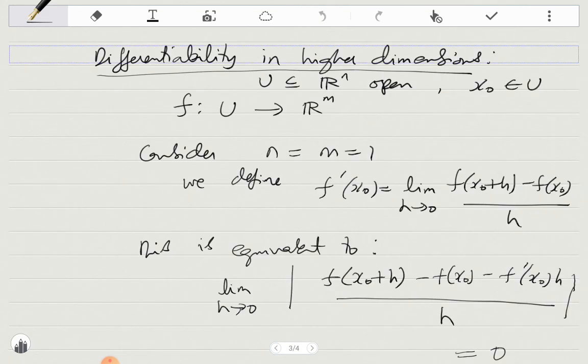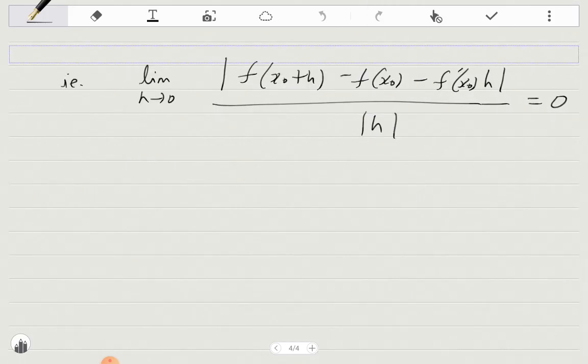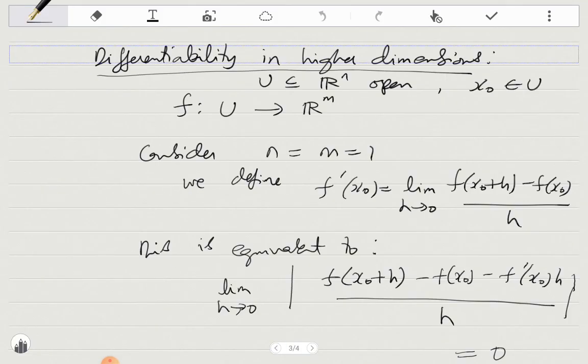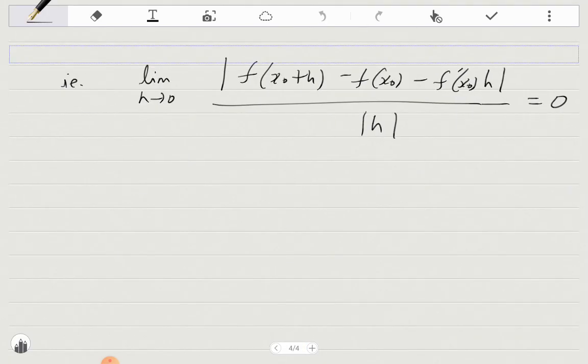But notice that we have lost something. If we start with this recast definition, we should already have a candidate for f prime x naught. Even before we check this limit is 0, we should guess what f prime x naught is, plug it into this expression, and then check that the limit is 0. Then we would conclude that the derivative is indeed f prime x naught. While in the original definition, even if we didn't know what f prime x naught was, we just had to check that the limit of the difference quotient exists. If it exists, we already get f prime x naught. Well, that's something we can't avoid in higher dimensions. So this is the working definition.